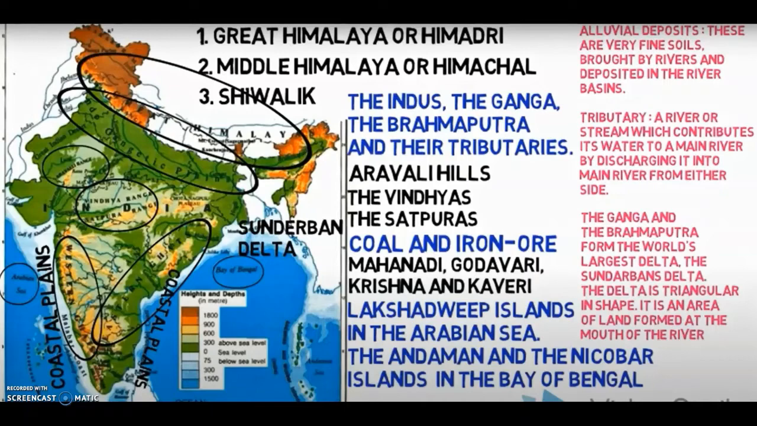Okay, children. Then the last one is the two groups of islands that also form part of India. Lakshadweep Islands are located in the Arabian Sea. These are coral islands located off the coast of Kerala. The Andaman and Nicobar Islands lie to the southeast of the Indian mainland in the Bay of Bengal.